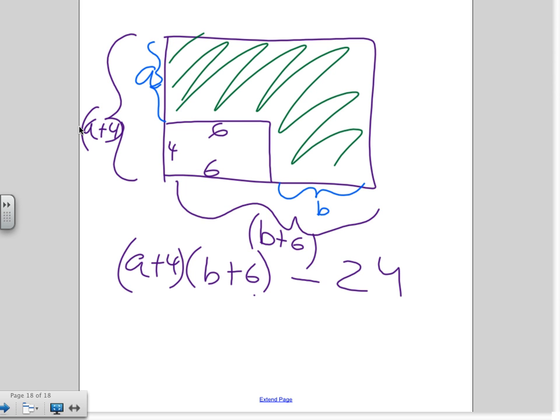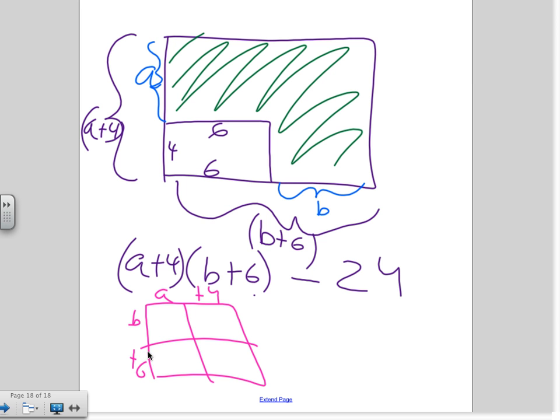So, for this one right here, what is A plus 4 times B plus 6? How do you plan to solve this, or simplify this? A box, okay. What kind of box? A 2 by 2, okay. So here's 2 by 2. A plus 4, B plus 6.